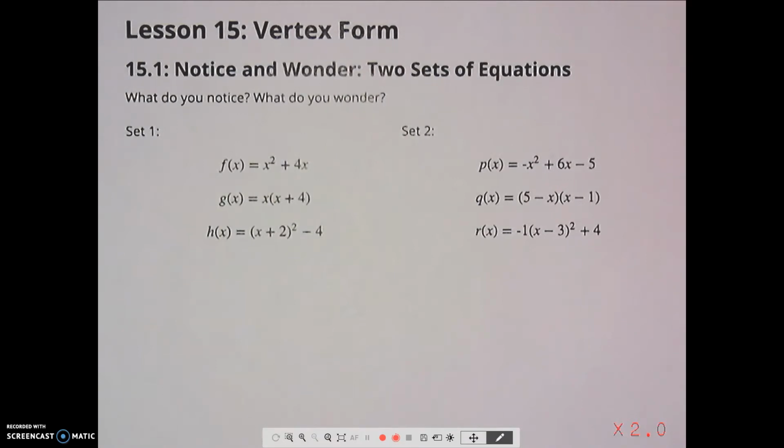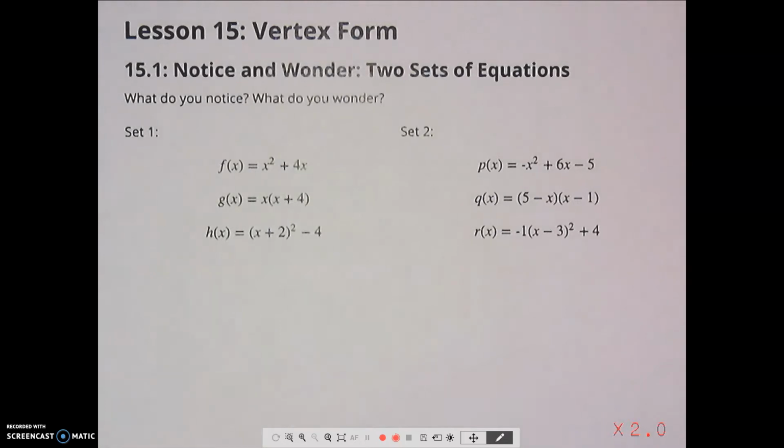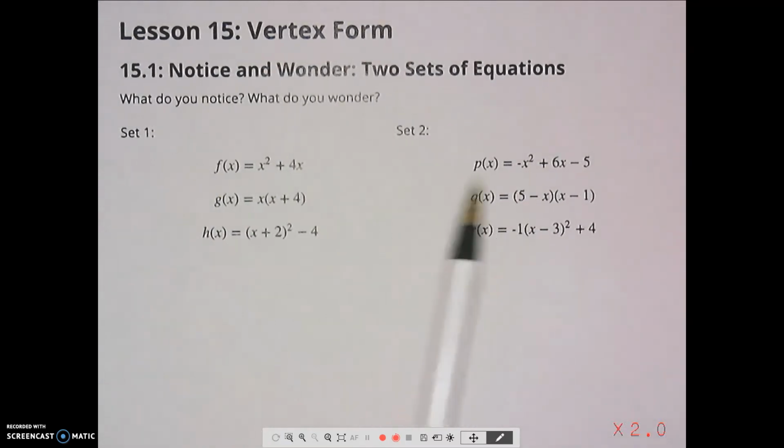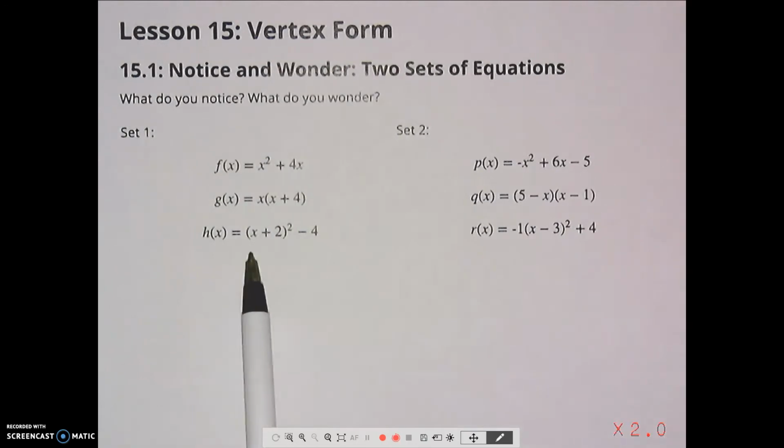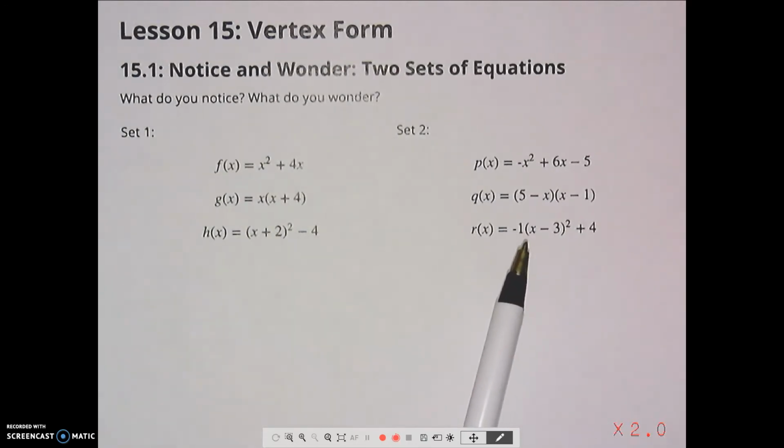Well, I notice in both of these that each set has three equations. All of the equations in each set are in function notation. We have one that's in standard form for each set, one that's in factored form for each set, and then one that's in some other sort of form that we're not exactly sure what that is yet.